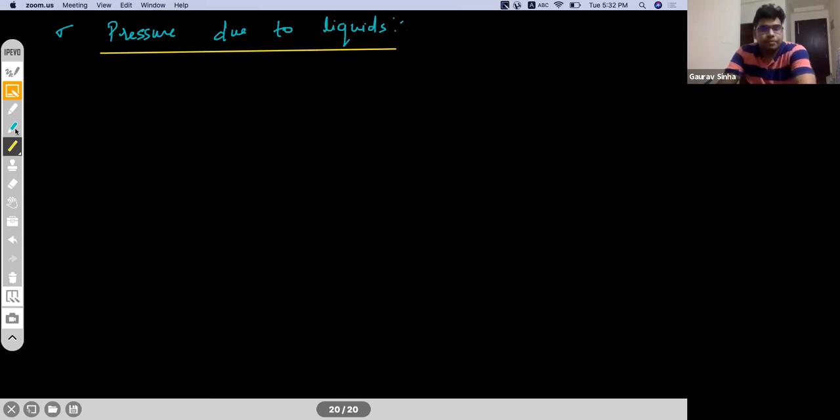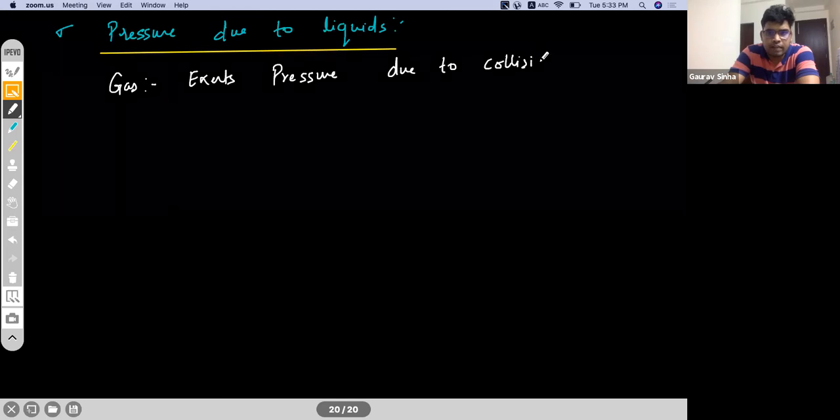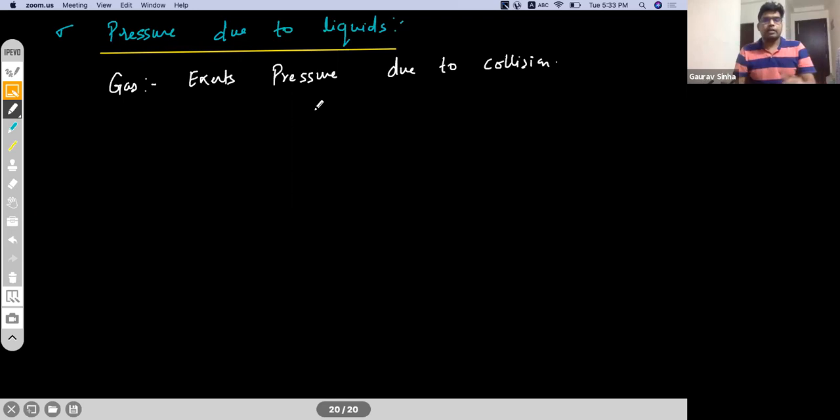Okay, see, when you talk about the three different states of matter, solid, liquid, and gas, the gaseous particle exerts pressure due to collision. And that we have already discussed. When the two gaseous particles are moving, they collide, and the force per unit area that we have there is called the pressure, right? So the gaseous particles exert pressure because of collision, correct?